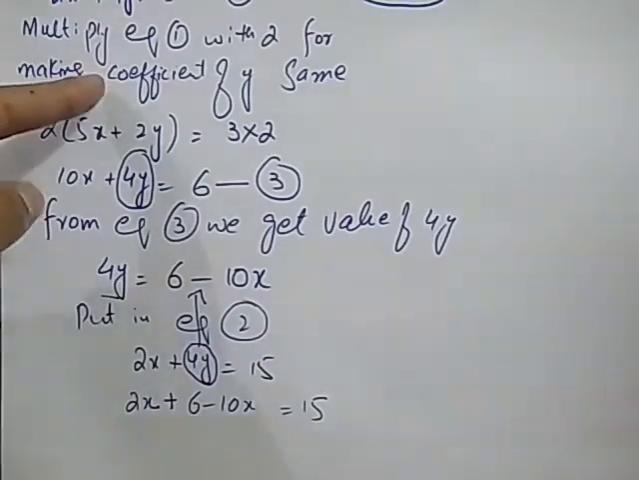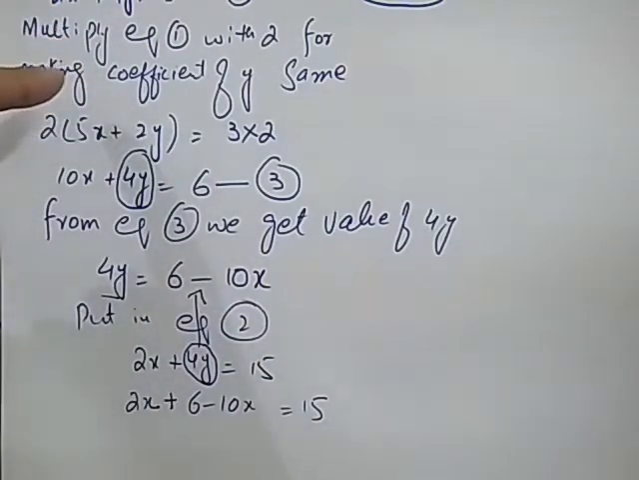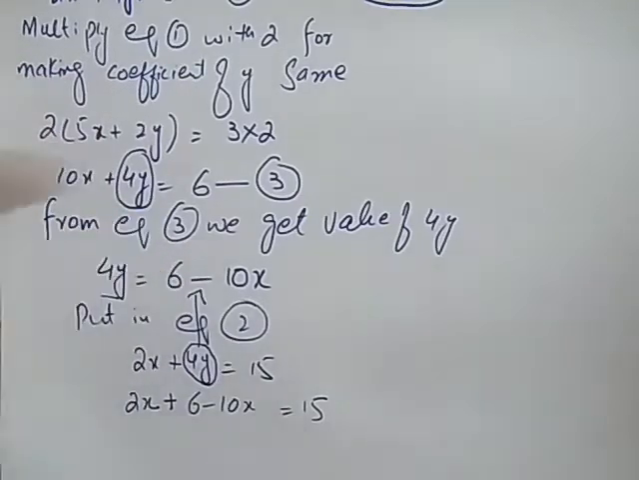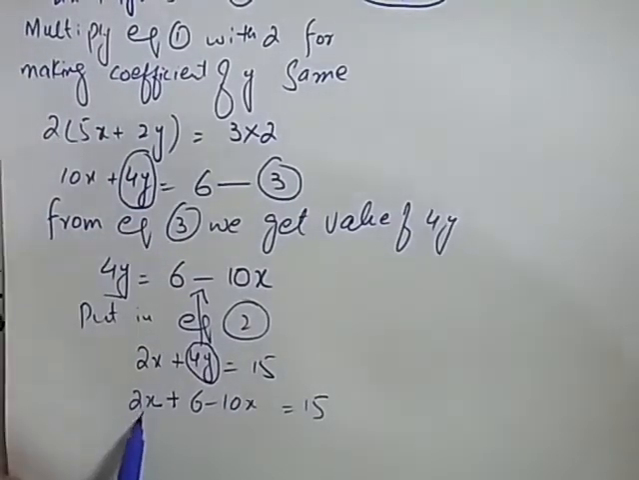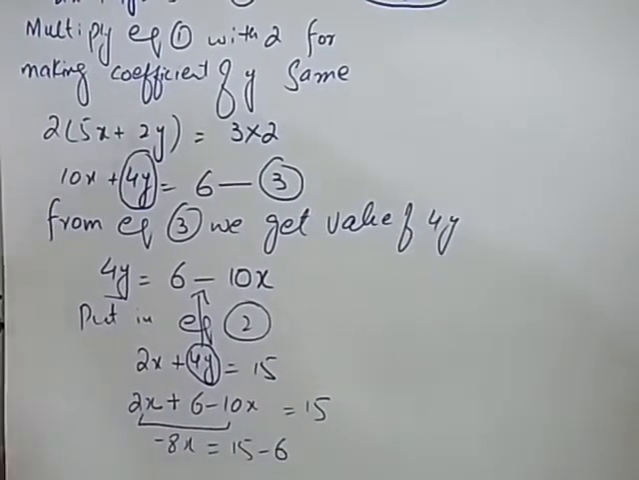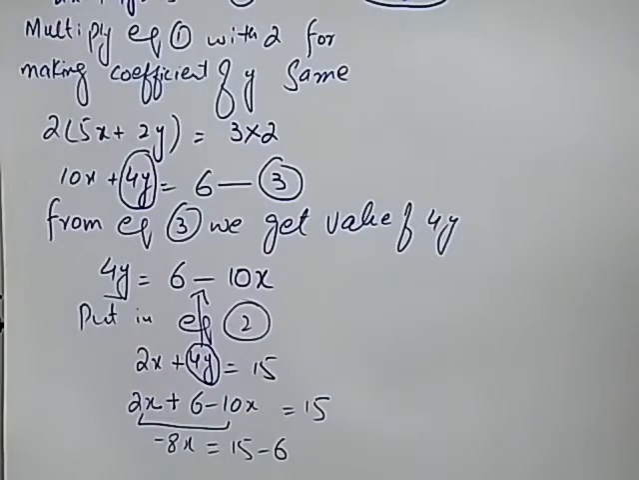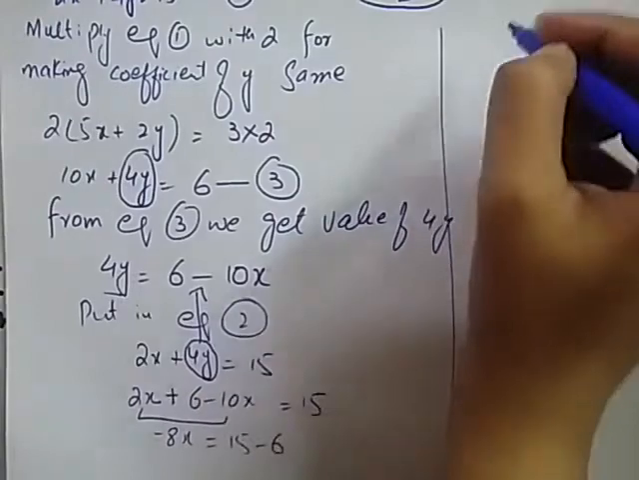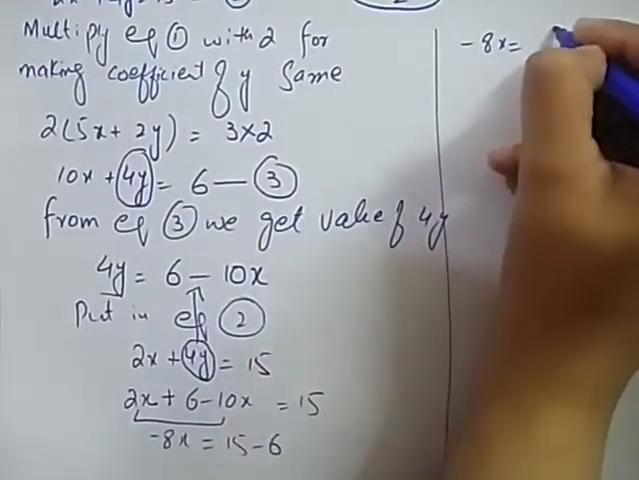That was the main purpose of converting this equation into 4y. Now you can see these are the same variables, so minus 8x is equal to 15 minus 6. This 6 will be shifted to the other side. Now 15 minus 6, what is the answer? So 15 minus 6, the answer is: minus 8x is equal to 9.